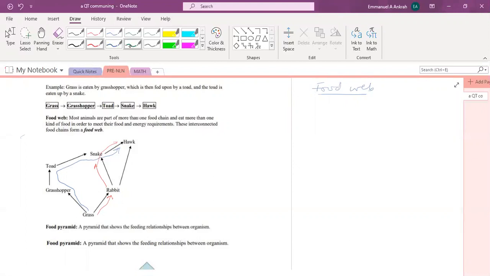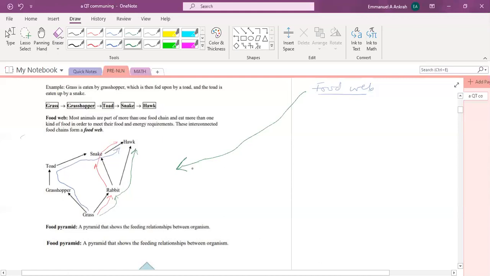I see another one. Producer: so I have grass producing food for the rabbit, and then the rabbit becomes food for the hawk. So that's another food chain. So three food chains here put together is what we call the food web. So it's like a complex food chain.